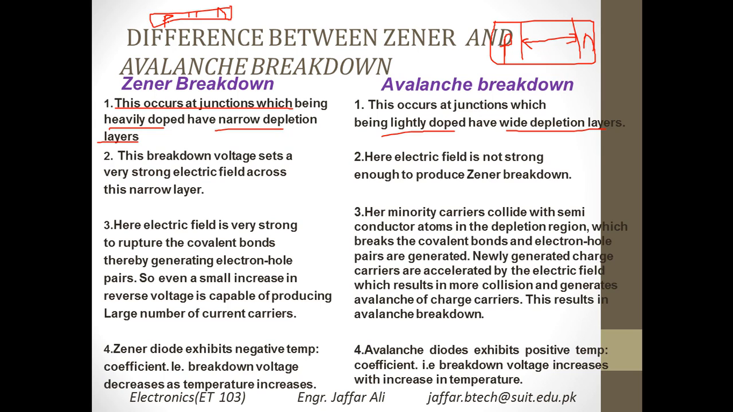So heavy doping means less width, and low doping means a wide depletion region, or a high width of depletion region. So in a Zener diode, the breakdown voltage sets up a very strong electric field across this narrow, thin layer.